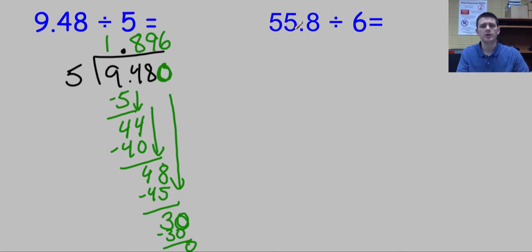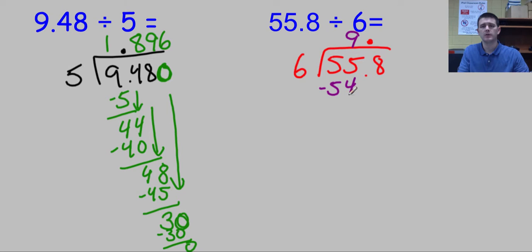Next one, 55.8 divided by 6. So hopefully you're starting to pick up on it. The 55.8 goes on the inside. 6 goes on the outside. Before we start dividing, just slide that decimal point into our answer so we can't forget about it later. Now I go ahead and divide. 6 goes into 5. Well, I can't do that. So I look at 55. 6 goes into 55 9 times, which is 54.